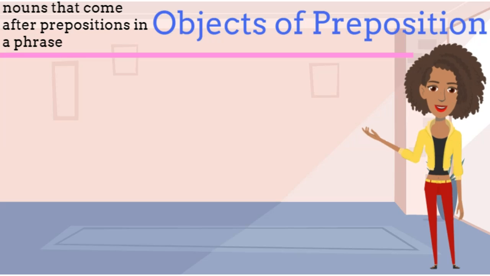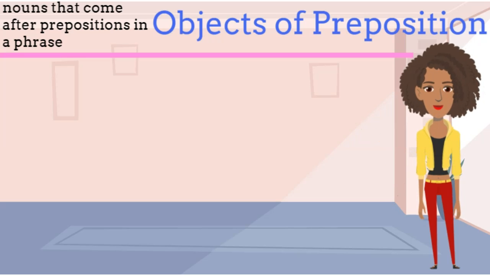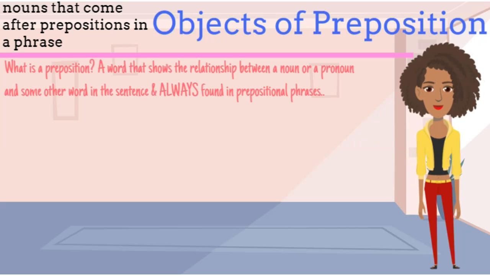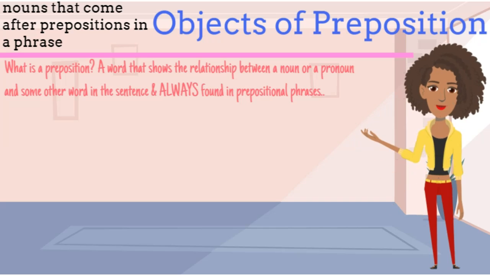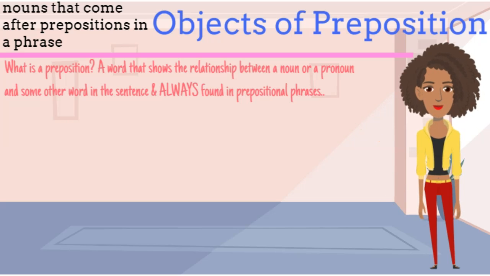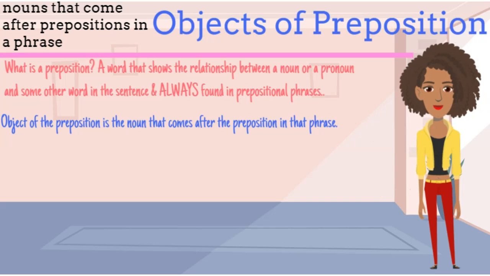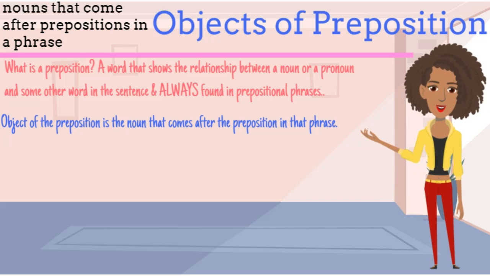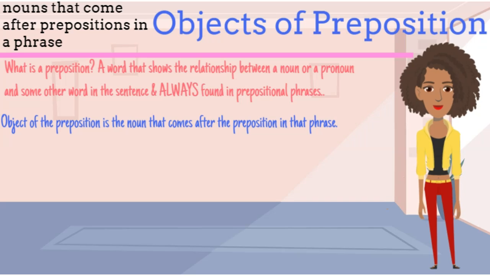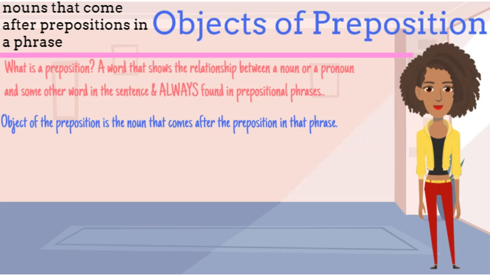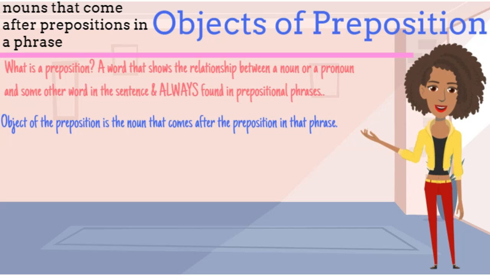And we are back from our commercial break. So as we learned, a preposition is a word that shows the relationship between a noun or a pronoun and some other word in the sentence, and it's always found in prepositional phrases. Now, the noun that is found in that prepositional phrase is the object of the preposition. Let's take a look at some examples of these phrases.